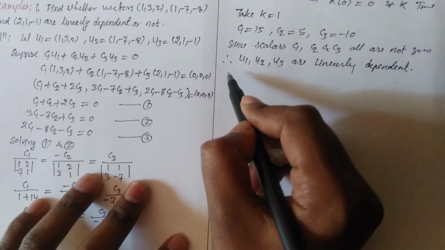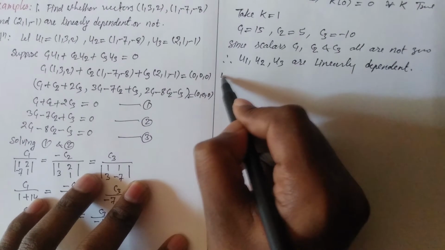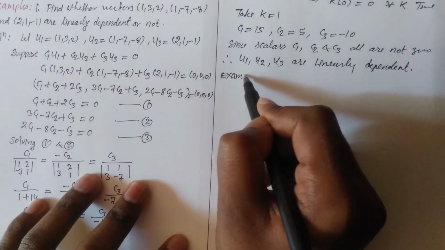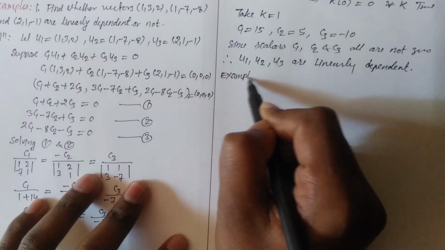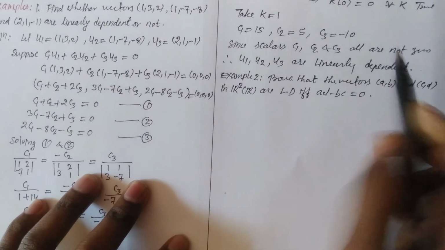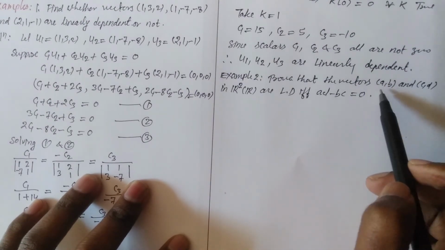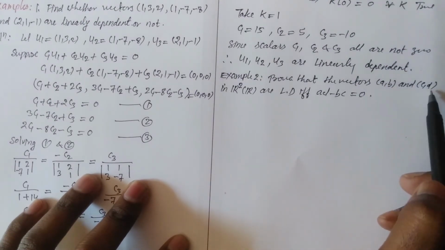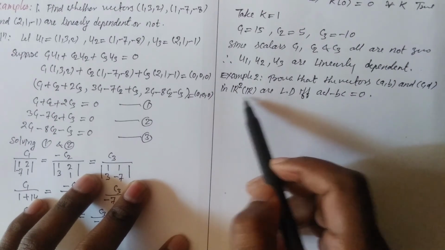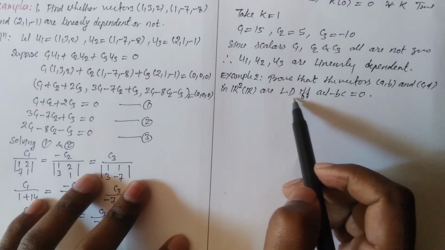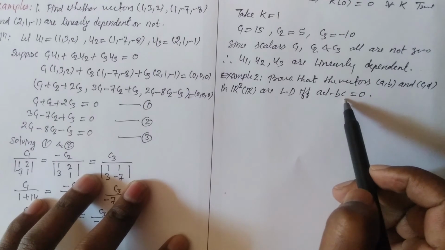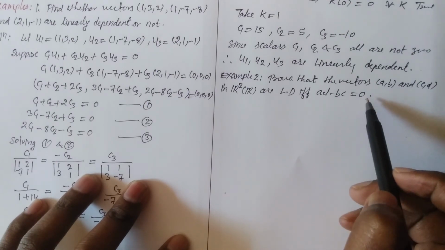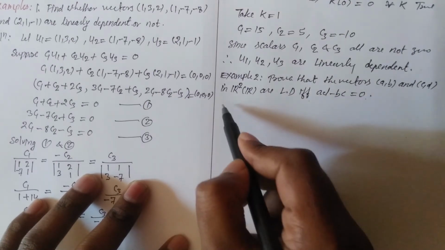Now let's do another example. Example number 2. We have to prove the set of vectors (A, B) and (C, D) in R2 are linearly dependent if and only if AD minus BC equal to 0. Solution.